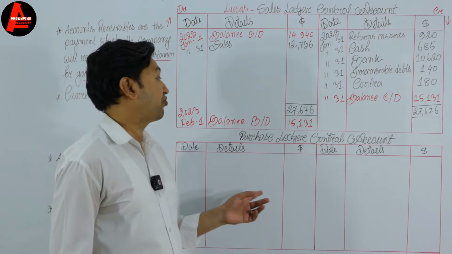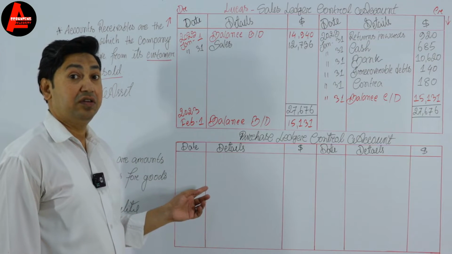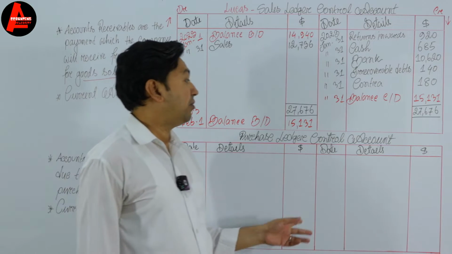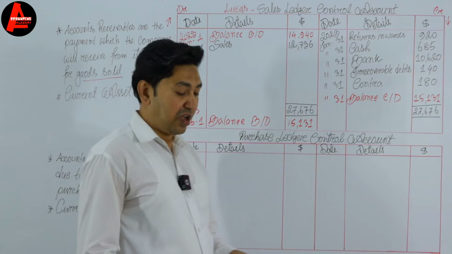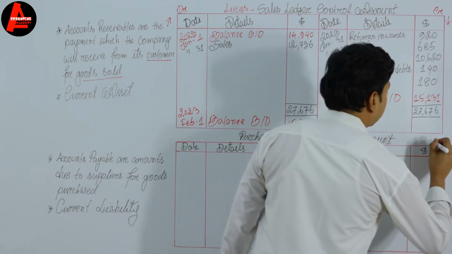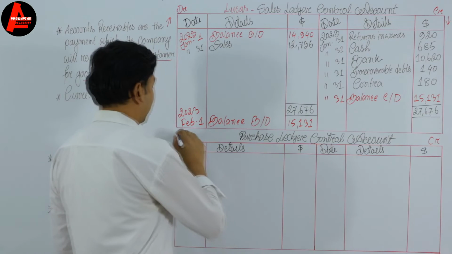So here, this is a traditional T account ledger format. On the debit side we have date, detail and dollar column, and same three columns we have on the credit side. Okay, so let us write here credit and here debit.